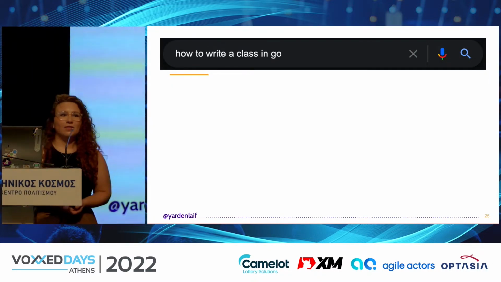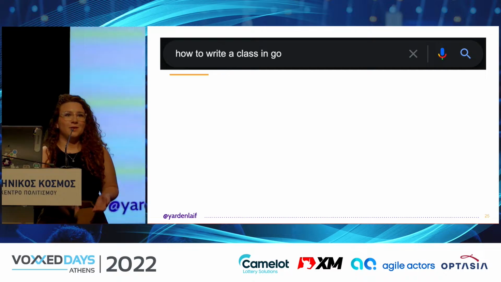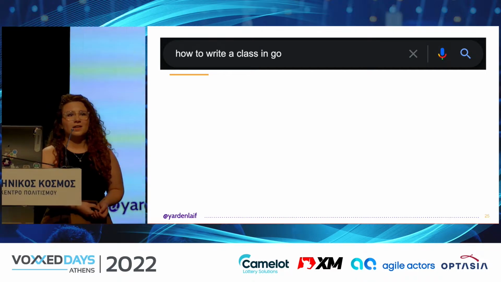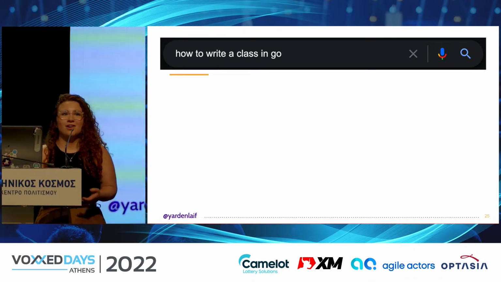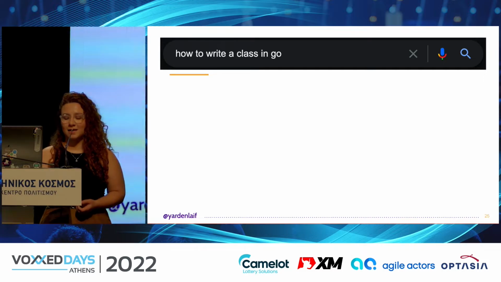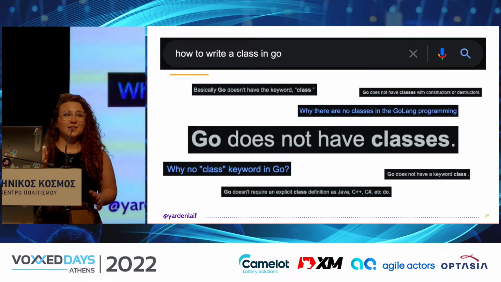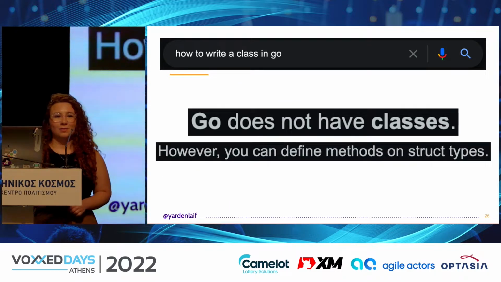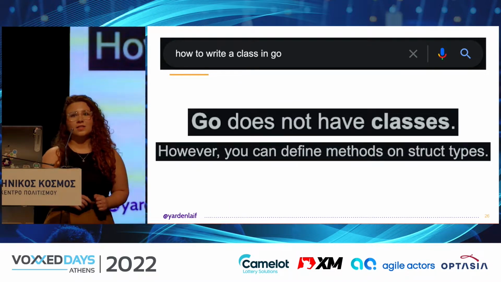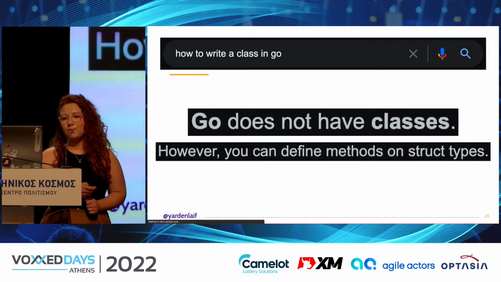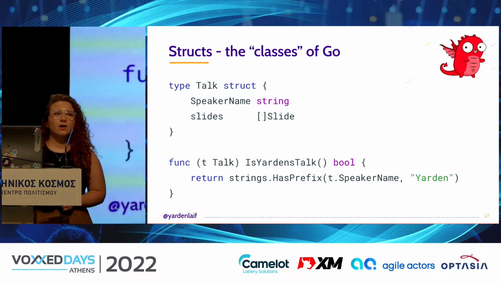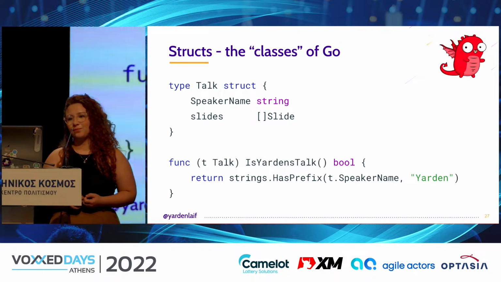So we obviously haven't learned enough to be able to write this. And the first question that comes to mind is, how can I translate that logger class? How can I create a class in Go? And unfortunately, the answer is Go does not have classes. But don't fret, read a little more, and we'll figure out that there's something called structs. So structs are the classes of Go.